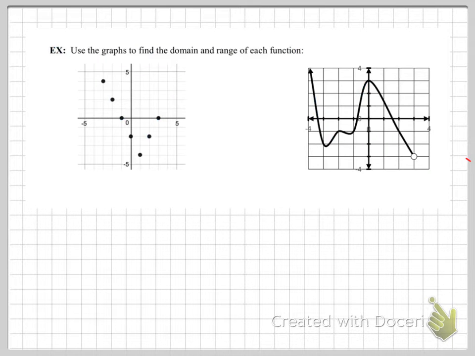So this first one is a discrete graph because we have individual points, right? None of them are connected by a line or a curve. Because it's a discrete graph, both our domain and our range are going to be discrete sets where we're just listing all of the x values and listing all of the y values.